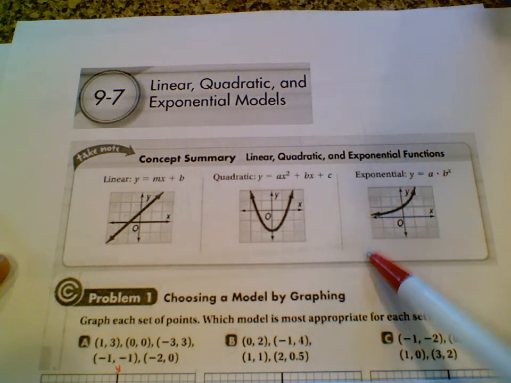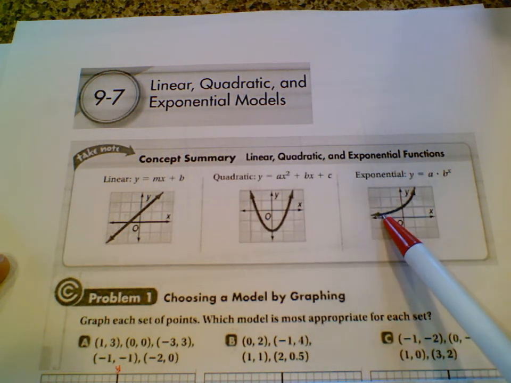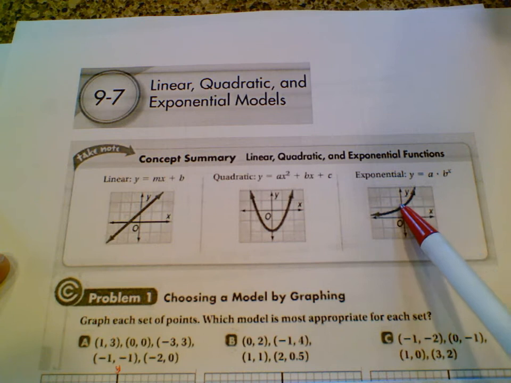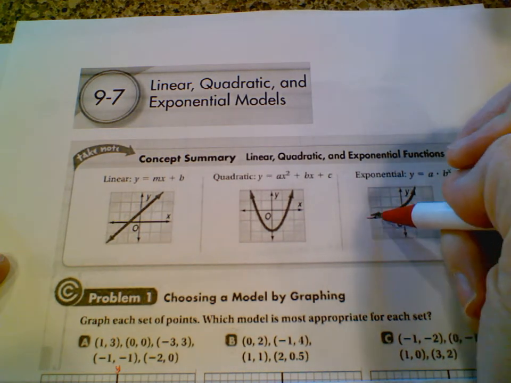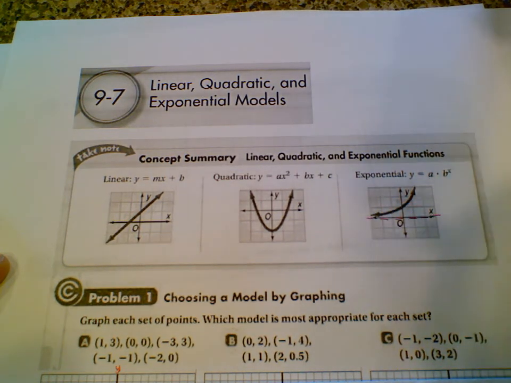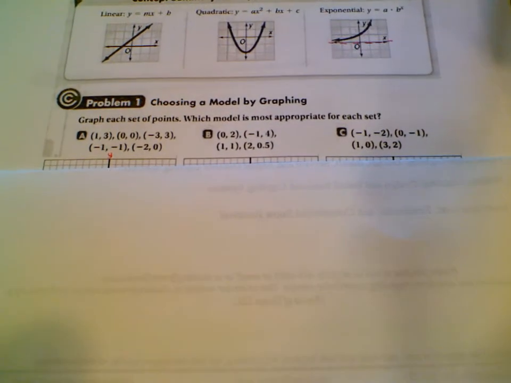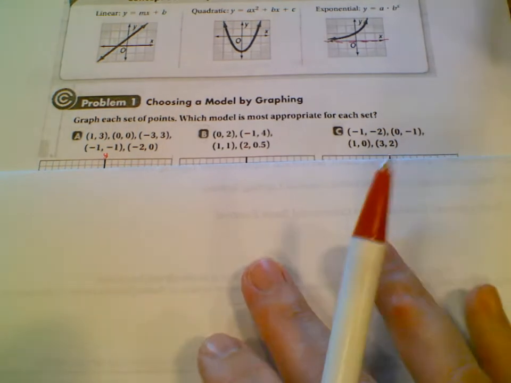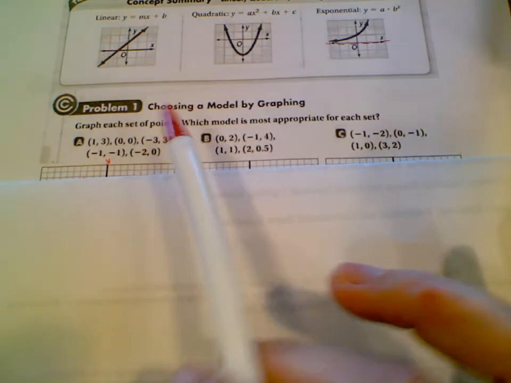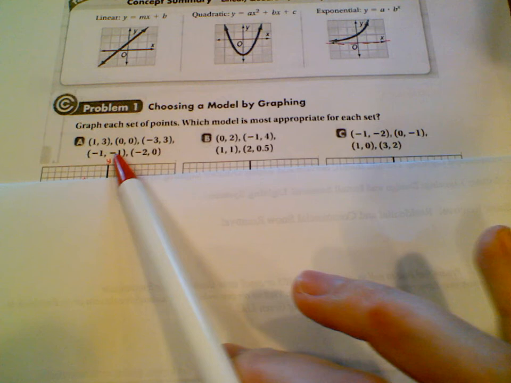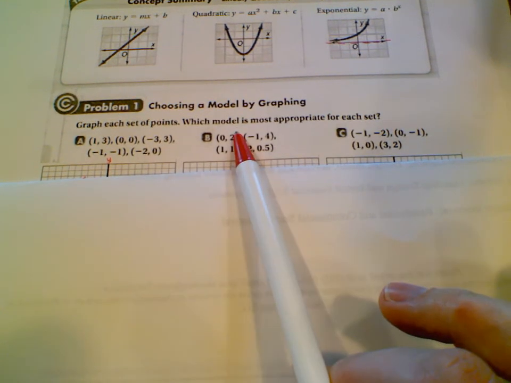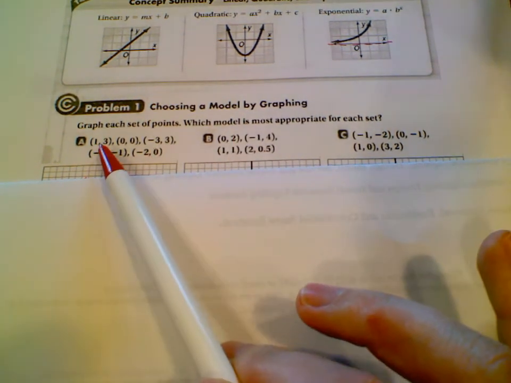If I'm an exponential, I'm more of a spread out curve where you will always have a horizontal asymptote, meaning it won't cross over one of those positions. So the first piece here is that you're just going to find the graphs and then decide which model would best fit it. So here's problem A, and it wants us to plot all those points and then decide which model would fit it. So I went ahead and plotted these.